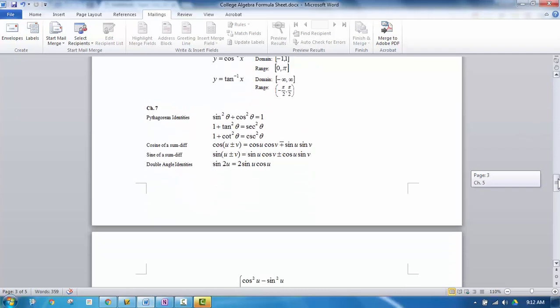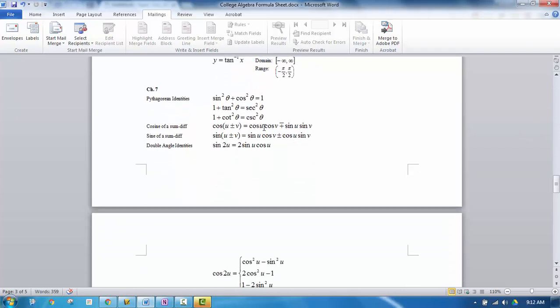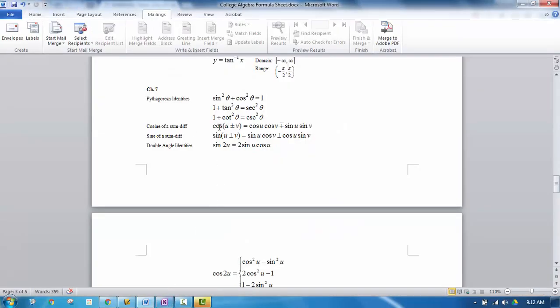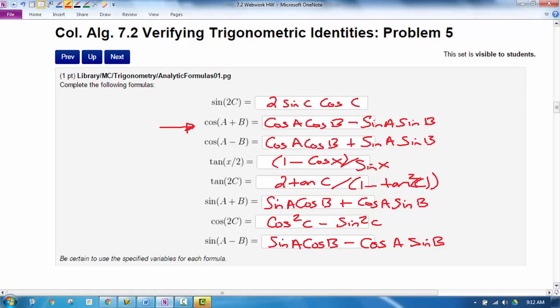For example, here is our cosine of sum and difference formula. So if you have, for example, cosine of a plus b, well, cosine of a plus b, you would just change u for a and v for b. And you're using the plus sign, so you'd follow the top part of the formula. So it would change to a minus sign here, which is what I have right here. So that's where I'm getting all these right off the formula sheet.